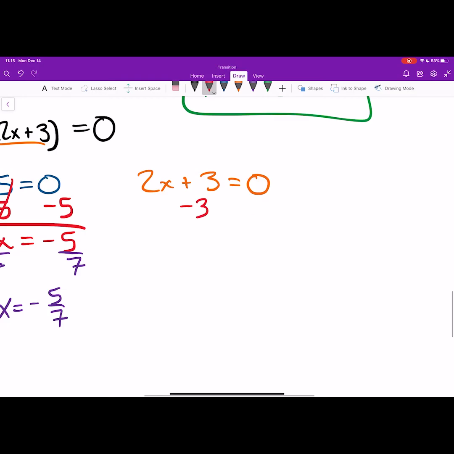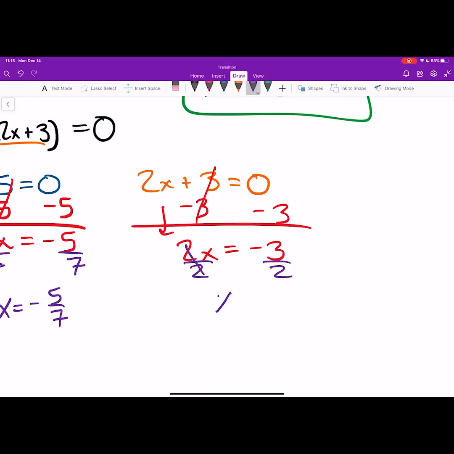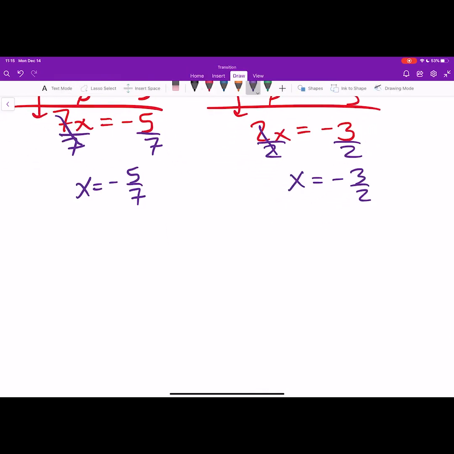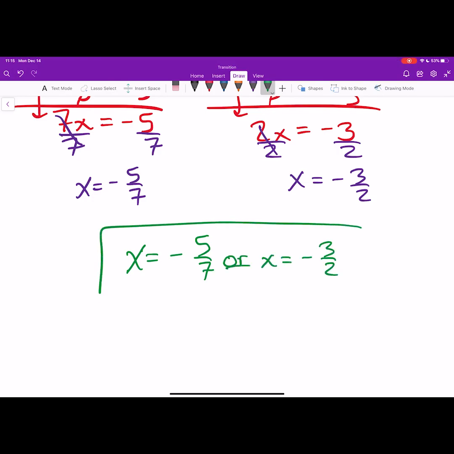Same process over here. Let's move that term first to the other side. Cancels. 2x equals negative 3. And again, that's 2 times x. In order to get rid of that 2, I have to divide both sides by 2. And I get that x equals negative 3 halves, which is the same as 1.5. And I write my final answer as x equals negative 5 sevenths, or x equals negative 3 halves. And you've solved for the zeros.